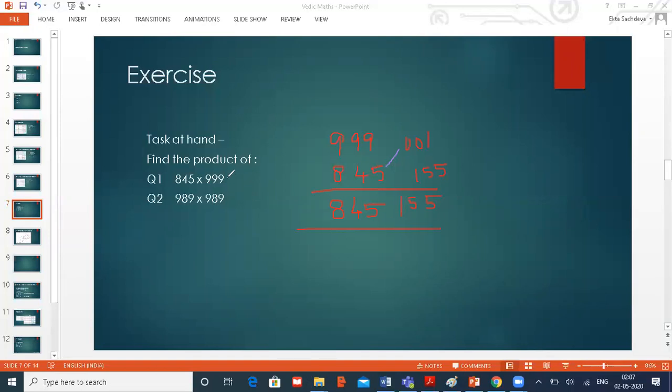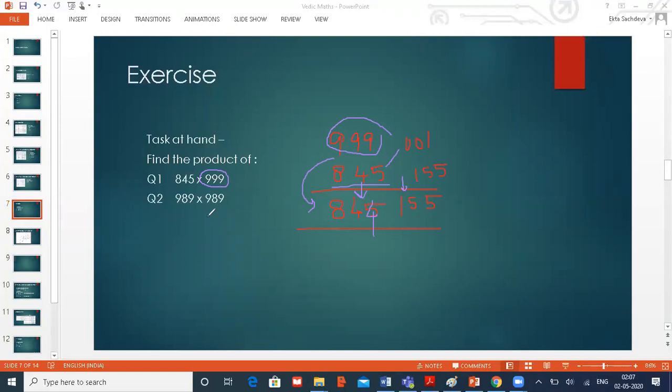Now here there is a trick. Every time you're multiplying by 999, my answer would be the complement of this, and one less than this. Simple. Oh, did I write 845? It should be 844. Got it?